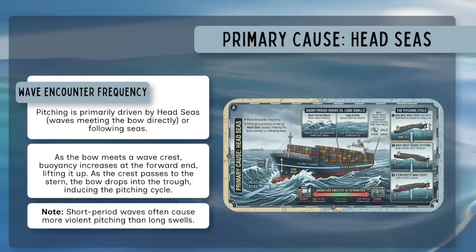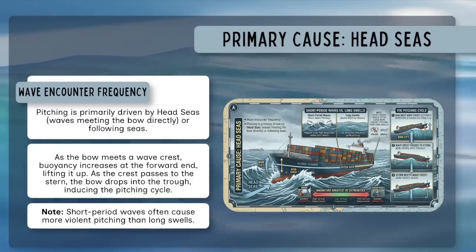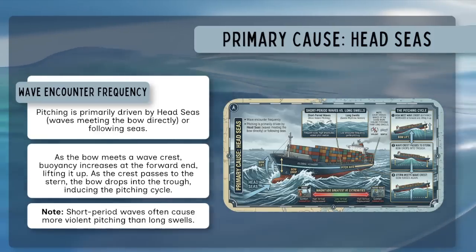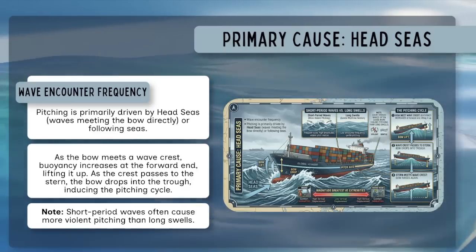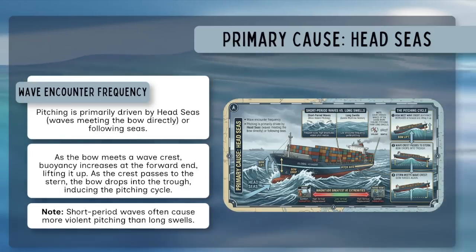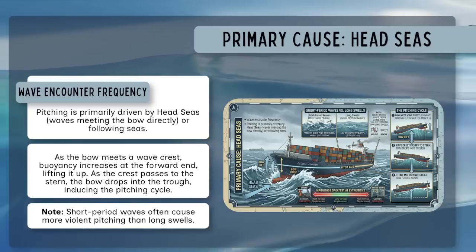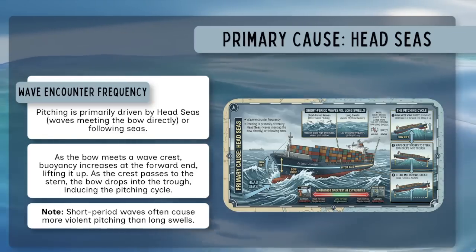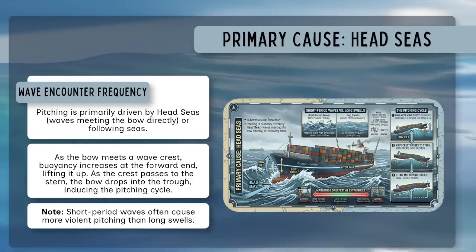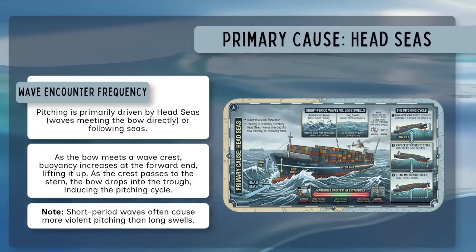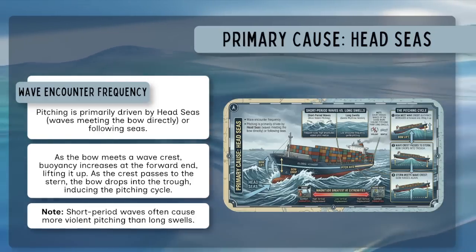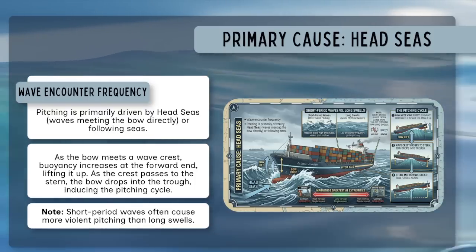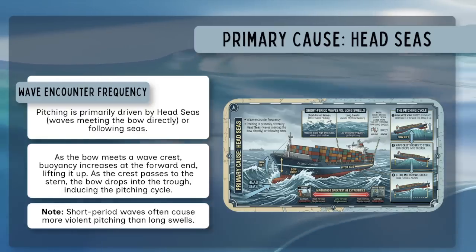As the bow meets a wave crest, buoyancy increases at the forward end, lifting it up. As the crest passes to the stern, the bow drops into the trough, inducing the pitching cycle. But remember that short period waves often cause more violent pitching than long swells.